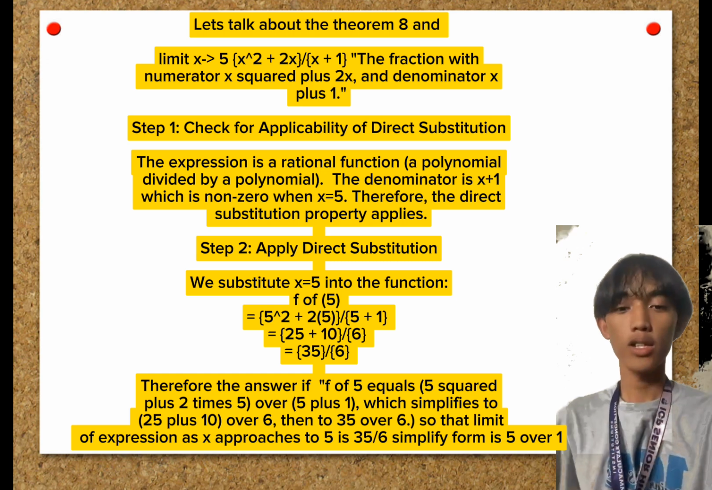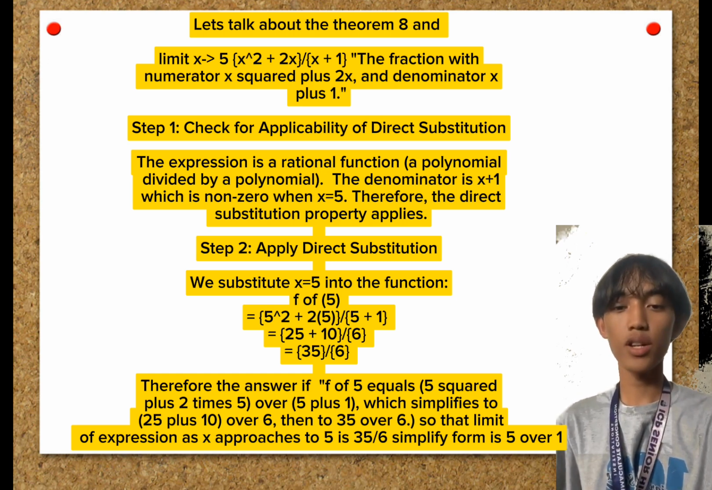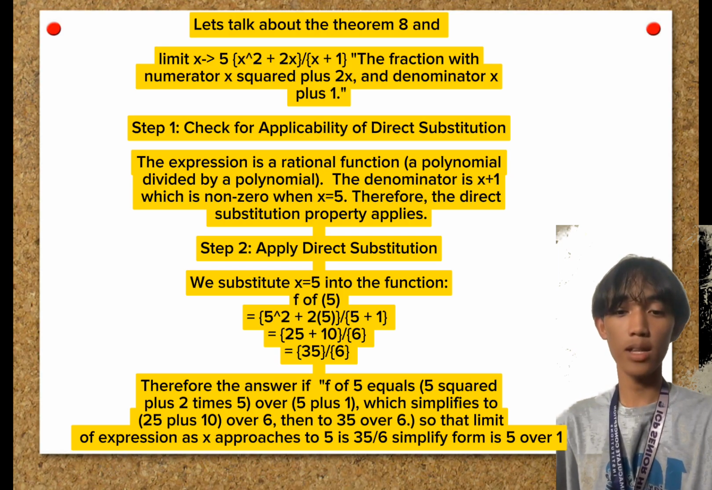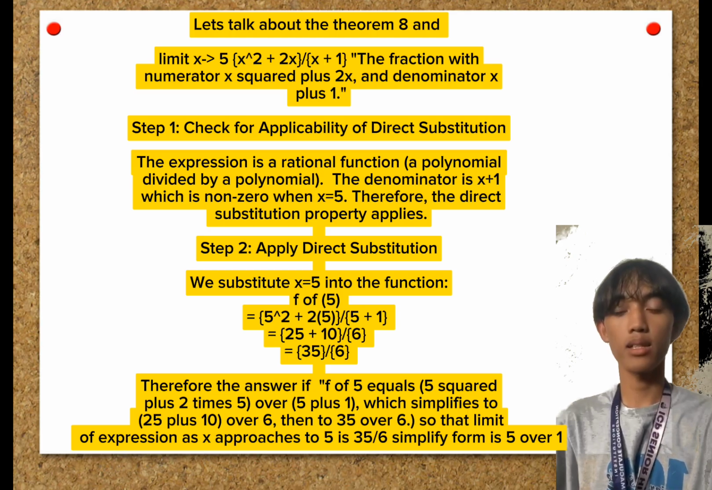Step 1. Check for applicability of direct substitution. The expression is a rational function, a polynomial divided by a polynomial. The denominator is x plus 1, which is non-zero when x equals 5. Therefore, the direct substitution property applies.